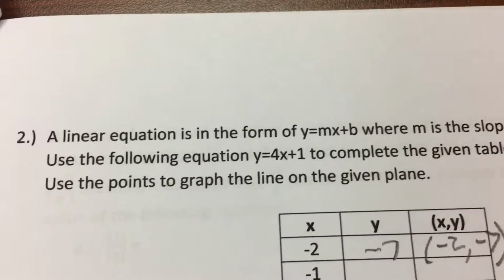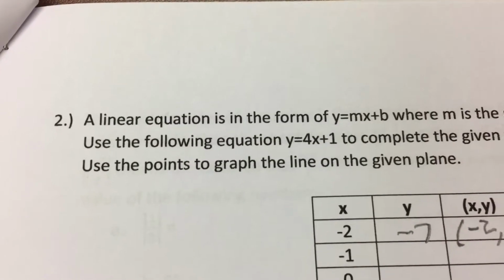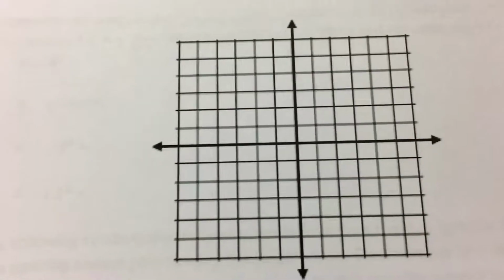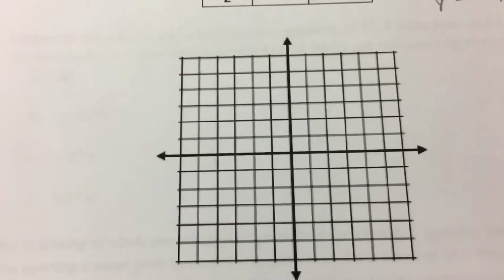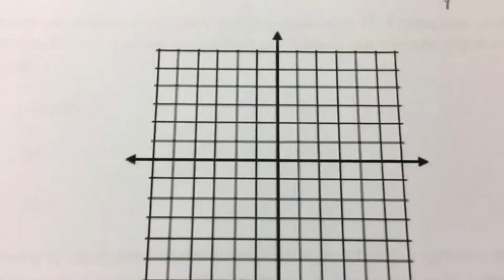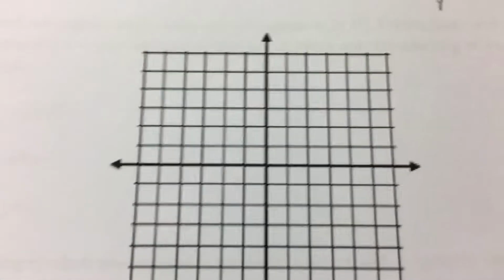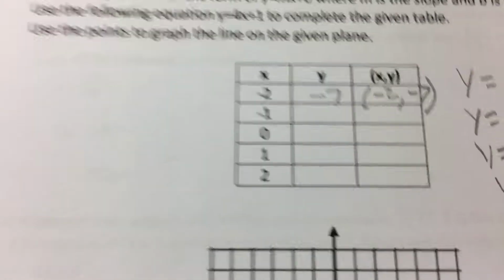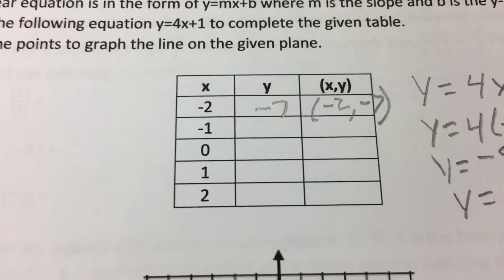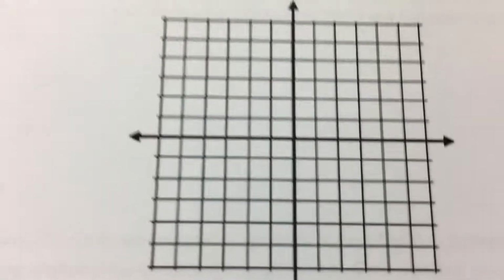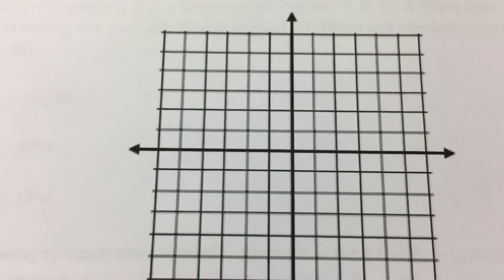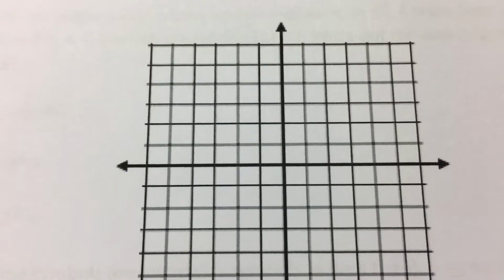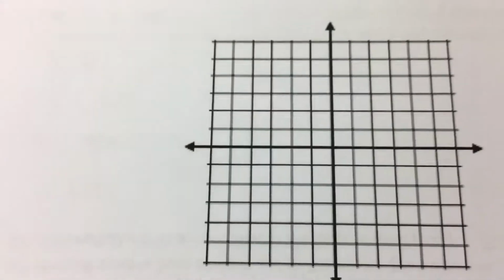Now, it says use the following equation to complete the given table. Use your points to graph a line. You only need to plot 2 points to graph a line. What I usually do is I'll pick 3. Now, some of these will not fit on this plane, so you only pick 2 or 3 that will actually fit on the plane and then graph your line. So after you plot your points, then draw a line through it.